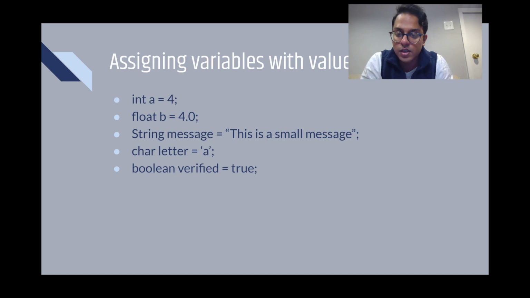We can see another example of that when we're taking a decimal number and assigning it to a float. We can look at float b equals 4.0, and then you can see that you're assigning whatever is on the right-hand side to whatever is on the left-hand side.